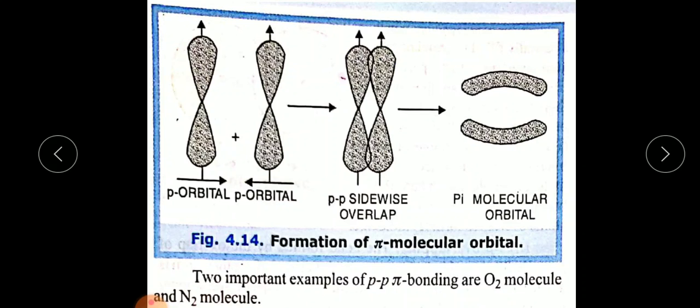Say for example, this is, we can say, a pz orbital, which is perpendicular to the x-axis. So when these two orbitals have sidewise overlapping, it will give rise to this type of bond, which is also called a banana shaped bond. So this is the formation of the pi orbital, or we can call it pi bond.